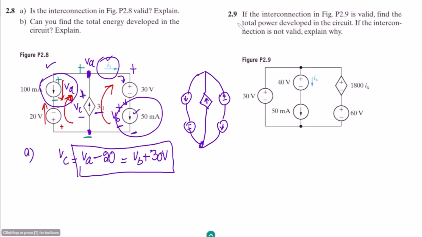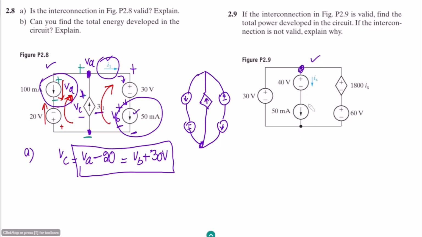Similarly, in question 2.9, the statement is: if the interconnection in figure P2.9 is valid, find the total power developed in the circuit. If the interconnection is not valid, explain why. So first of all, we have to see whether this interconnection is valid or not.